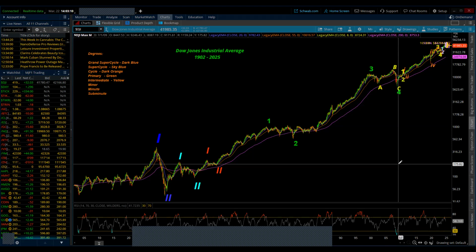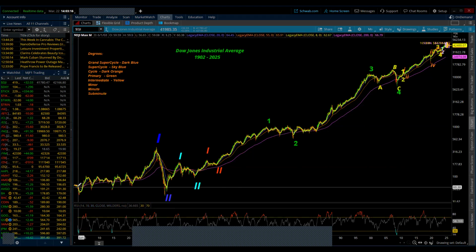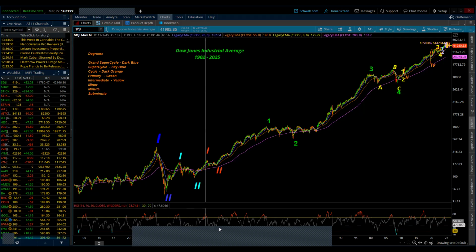I am starting here on the Dow cash market, and as you can already see, this is the largest chart that I actually have all the data for. It goes back to 1902. March of 1902 is where my data begins, and that's all that can fit on this particular chart.